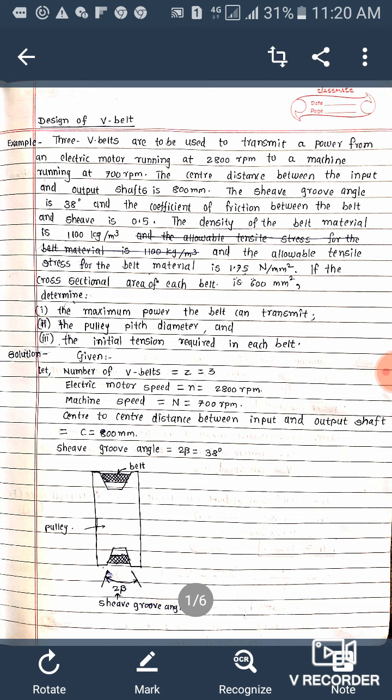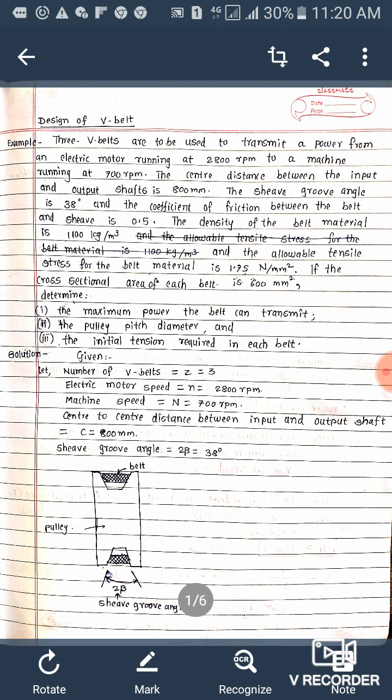The density of the belt material is 1100 kg per meter cube and the allowable tensile stress for the belt material is 1.75 Newton per mm square. If the cross-sectional area of each belt is 600 mm square, determine first the maximum power the belt can transmit, second the pulley pitch diameter, and third the initial tension required in each belt.